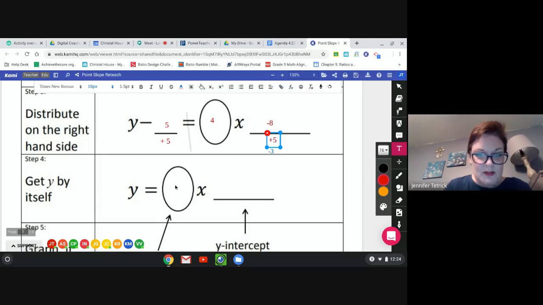One of you put slope here, and one of you put -3 here. And we all will be happy.